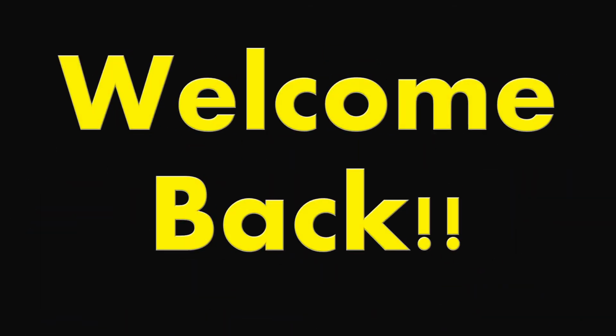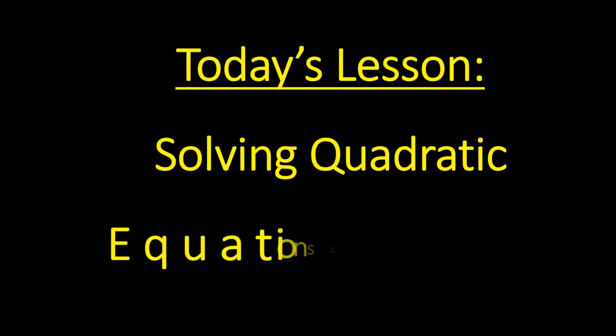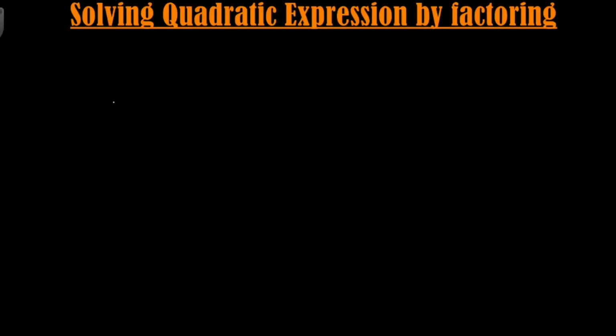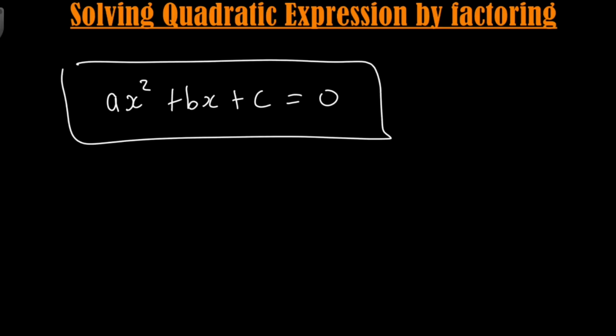Welcome everyone. For today's video, we will be looking at how to solve quadratic expressions by factoring. So the general form of a quadratic is normally ax squared plus bx plus c equal to 0. A and b are coefficients and c is the constant. And most times the solution to a quadratic equation often results in two values for the unknown.